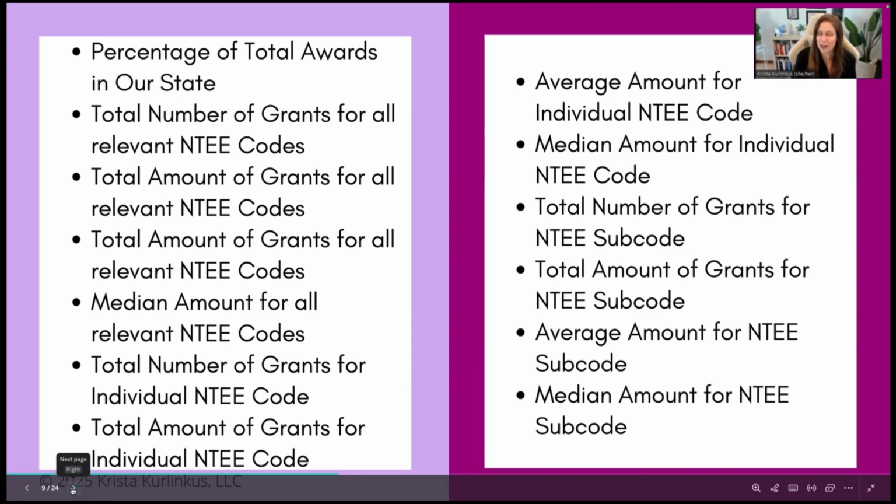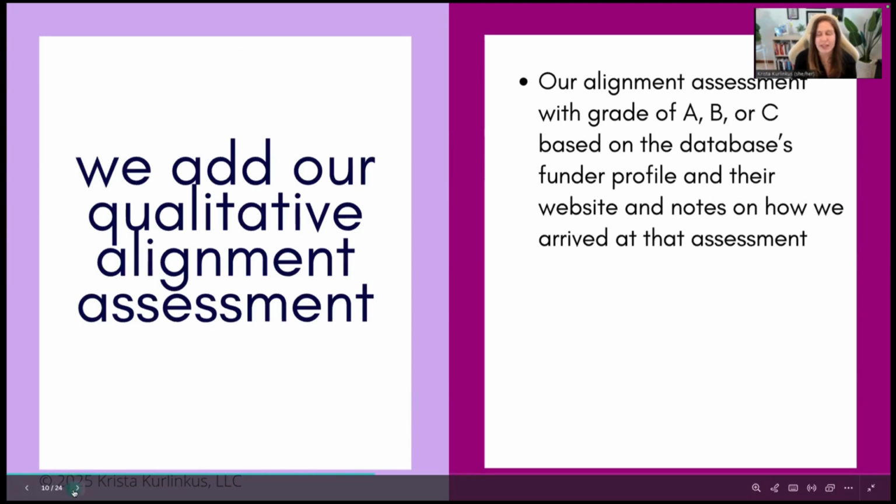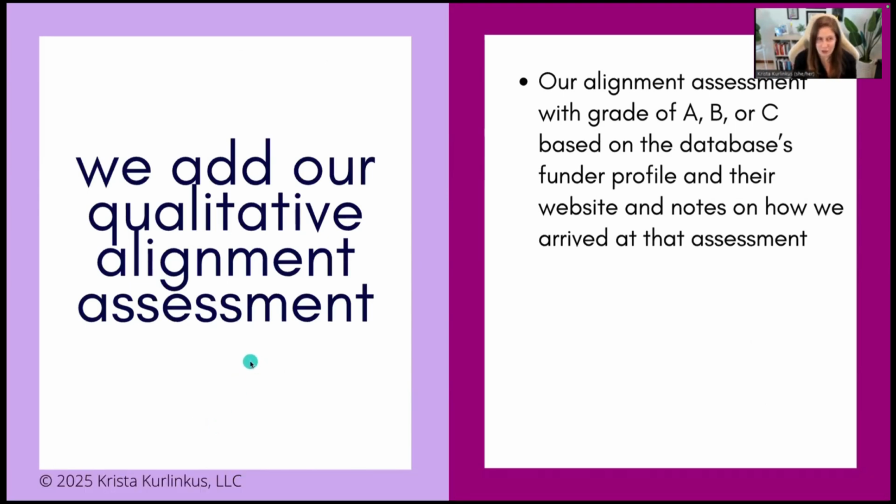It does take some time, might take a couple hours to get all of this if you have, let's say, 50 grant opportunities, but it all is worth it. Let me tell you why here in a second. Next, we add our qualitative alignment assessment to that spreadsheet that has a whole column. So we're reading things like the database's funder profile and their website and notes on how we arrived at that assessment. We put all of that in there, and then we assign it a grade of A, B, or C.